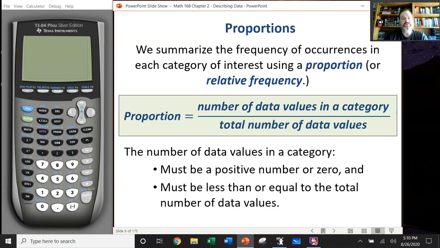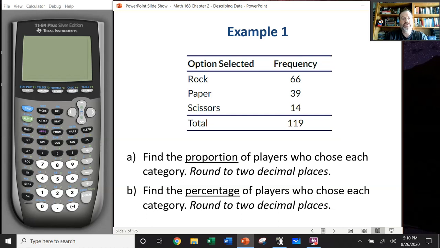So let's jump in, do an example, and see how this works. Find the proportion of players who chose each category, round to 2 decimal places. Find the percentage of players who chose each category, round to 2 decimal places. I'm going to go ahead and do A and B just for the folks who selected rock. When we get to the answer key, pause the video and try paper and scissors on your own, and you can check your answers against mine.